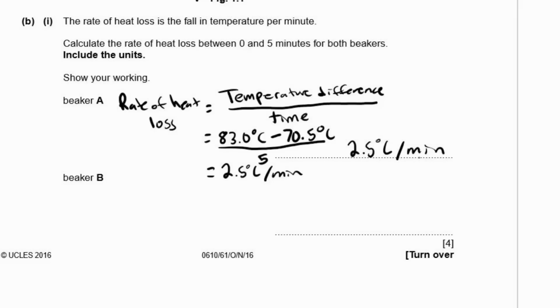If you don't write in the units, you don't get the marks, because also here it says very clearly in bold, include the units. Okay, so the rate of heat loss in B.